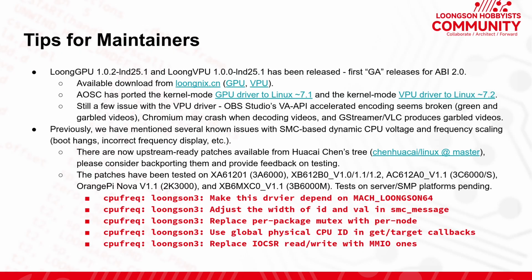But testing on larger scale servers or multi-processor platforms is still ongoing. We are still experiencing several issues, but I'm sure they will be fixed very soon. So if you look at Chenghua Cai's Linux tree and pick the following 5 patches, this should fix CPU voltage and frequency scaling on most platforms.